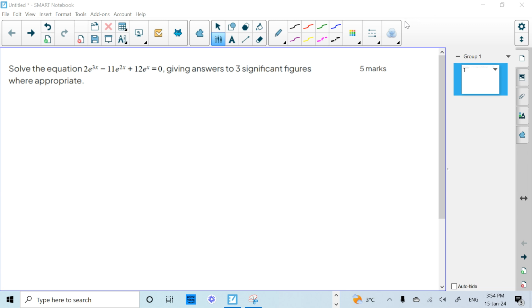Yes, exponentials and logarithms. So here's a question. Solve the equation 2e^(3x) minus 11e^(2x) plus 12e^x is equal to 0, giving answers to three significant figures where appropriate, and for 5 marks. So let's do the math.